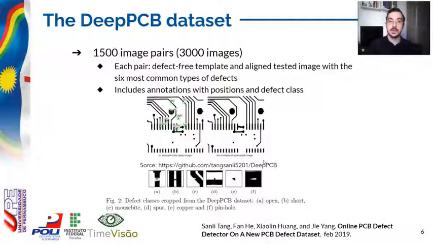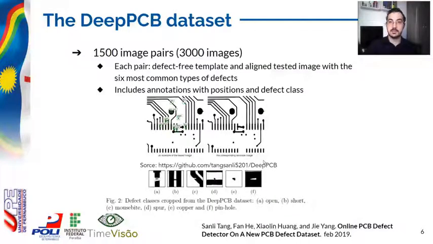Recently, the DeepPCB dataset was published. It has 1,500 image pairs. Together with this dataset, a model was published to detect the defects using a referential approach. The referential approach works with a template image. There is a perfect PCB image and the defective PCB.